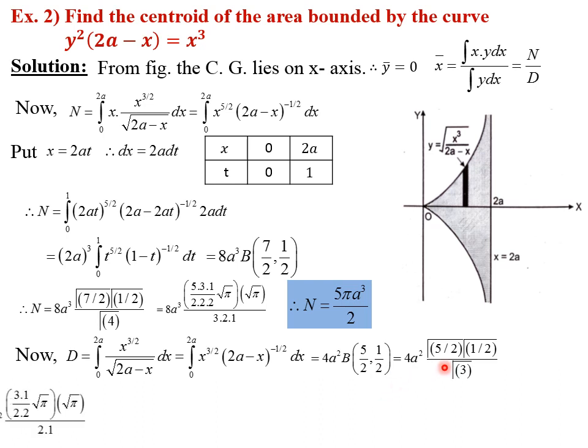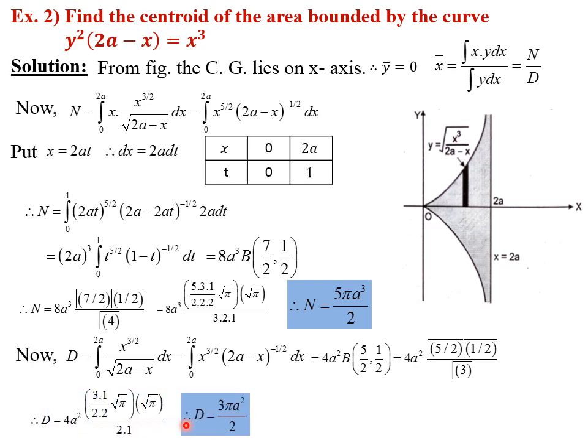When we convert it in terms of gamma function and further simplify it, we get d is equal to 4a square into 3 into 1 divided by 2 into 2 into under root pi divided by 2 into 1, which is equal to finally 3 pi a square divided by 2. For this value of d, you can easily cross check all these calculations. I have skipped the minor terms over here.